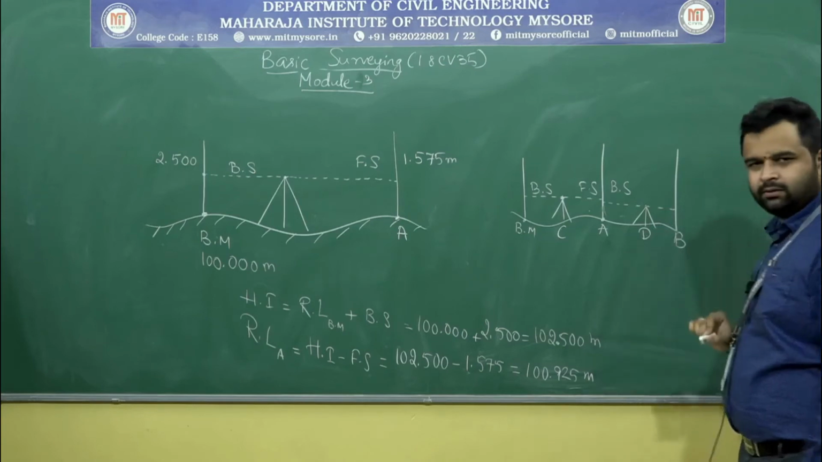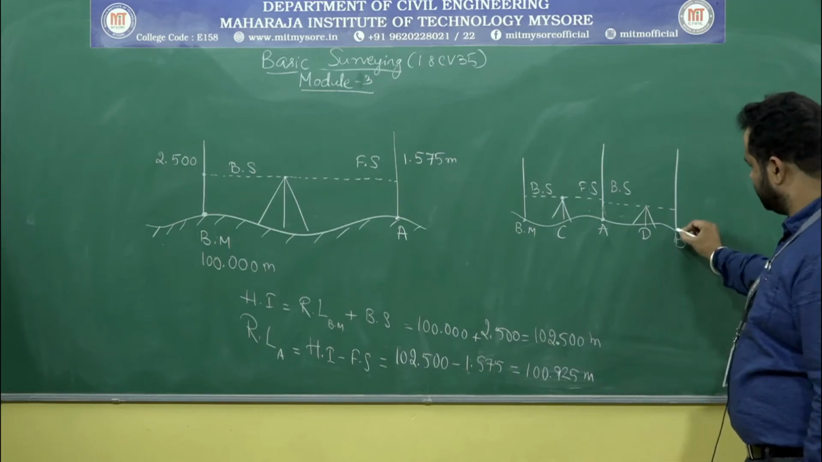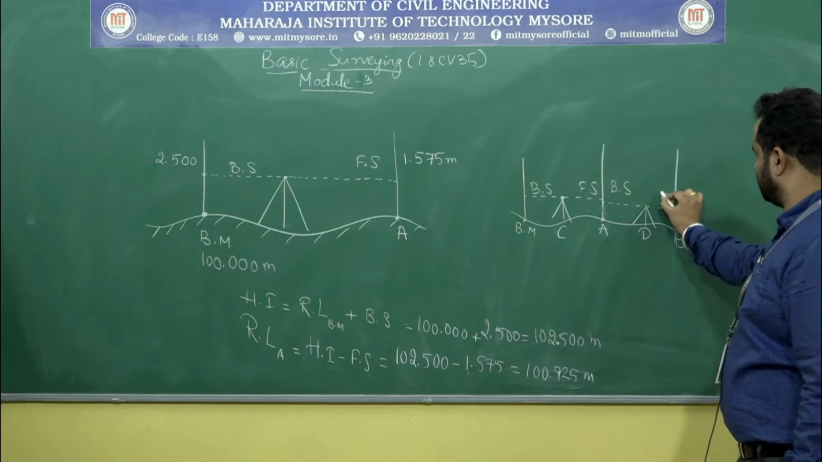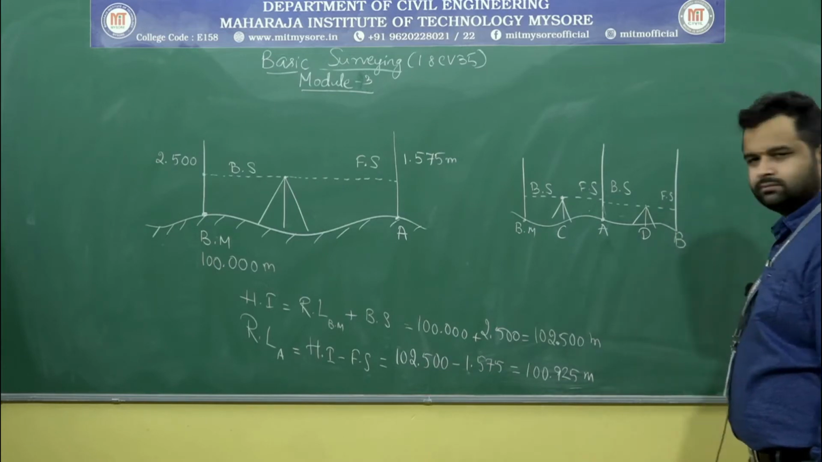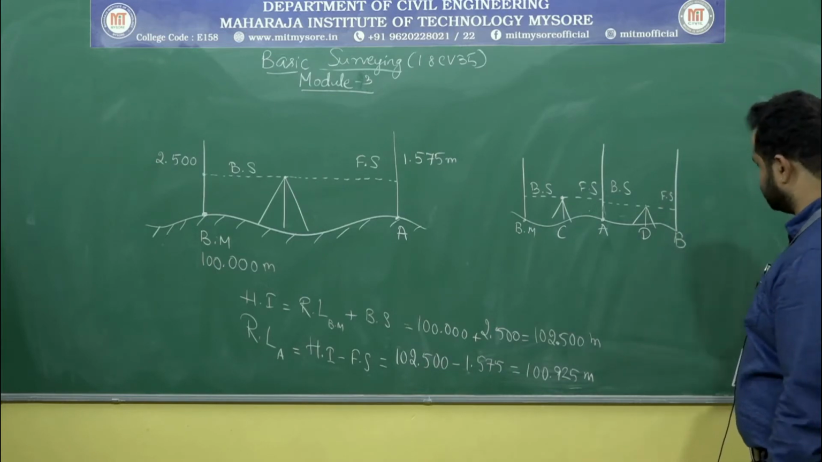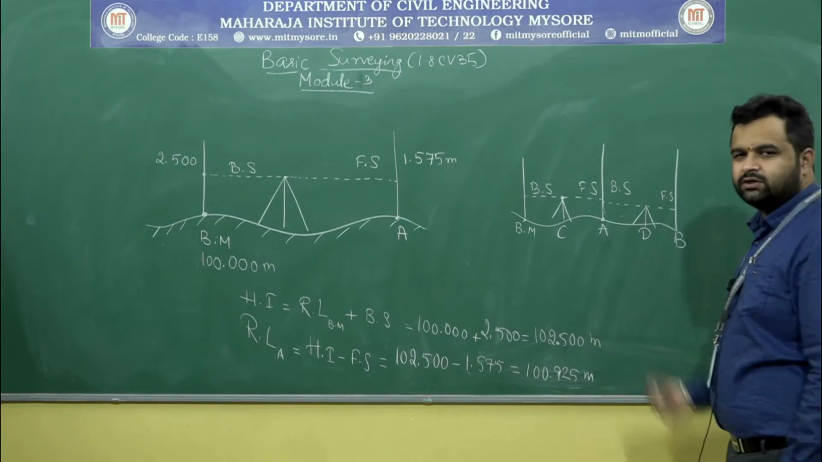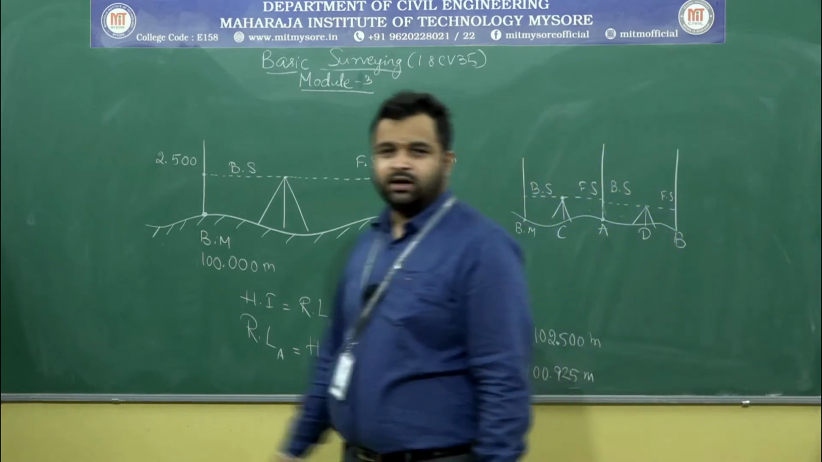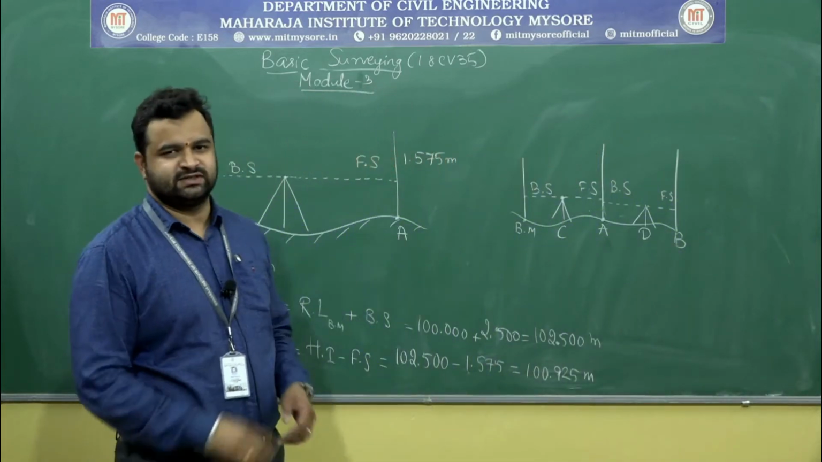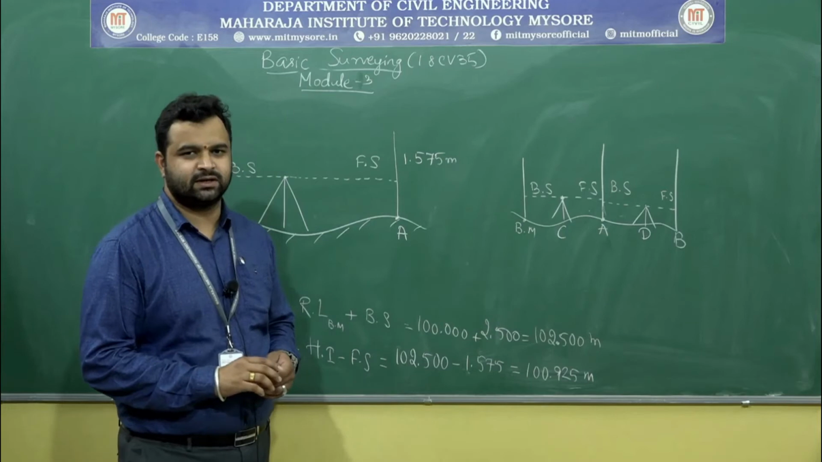And at B, when we arrive at B, you should keep a staff here and record its foresight. If you have some more points, the same procedure is repeated. Okay. So, this is how you calculate the elevations of the next points easily. I hope this is clear.